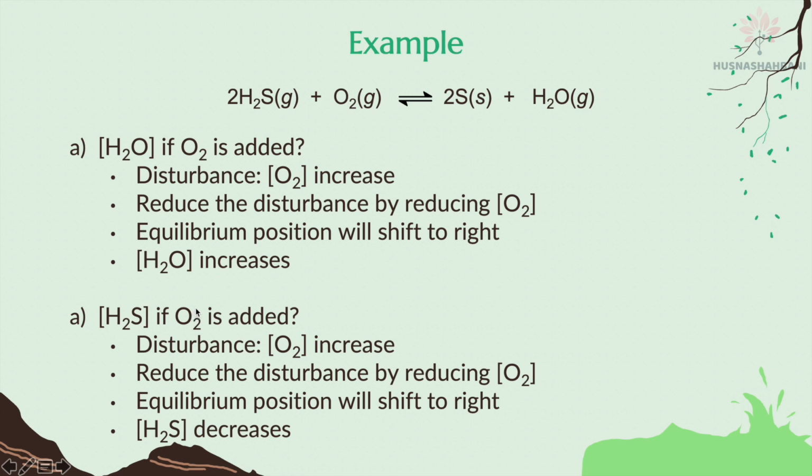Next, if oxygen is added, what happens to hydrogen sulfide? You add oxygen, meaning oxygen concentration increases. The disturbance is that you have more oxygen. To make it balance again, you need to remove oxygen, so you need to decrease the concentration of oxygen. In order to reduce the concentration of oxygen, you need to react this oxygen with hydrogen sulfide to produce the products. So the concentration of hydrogen sulfide will decrease.